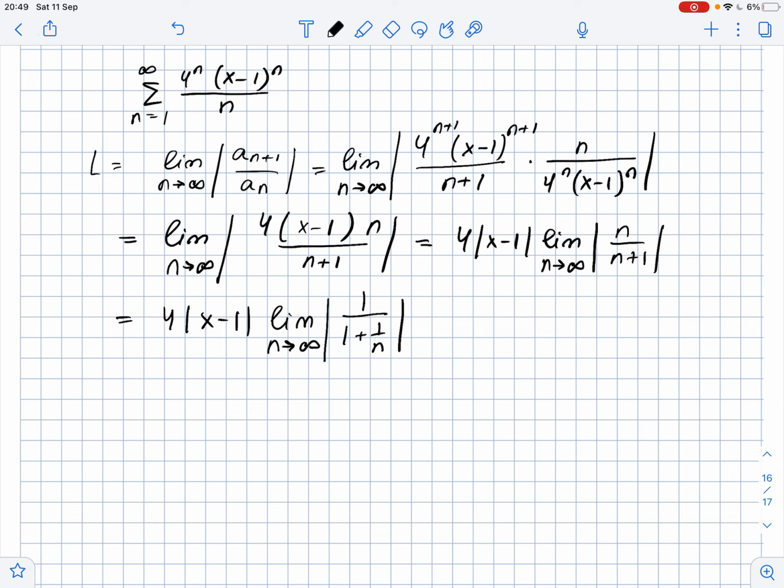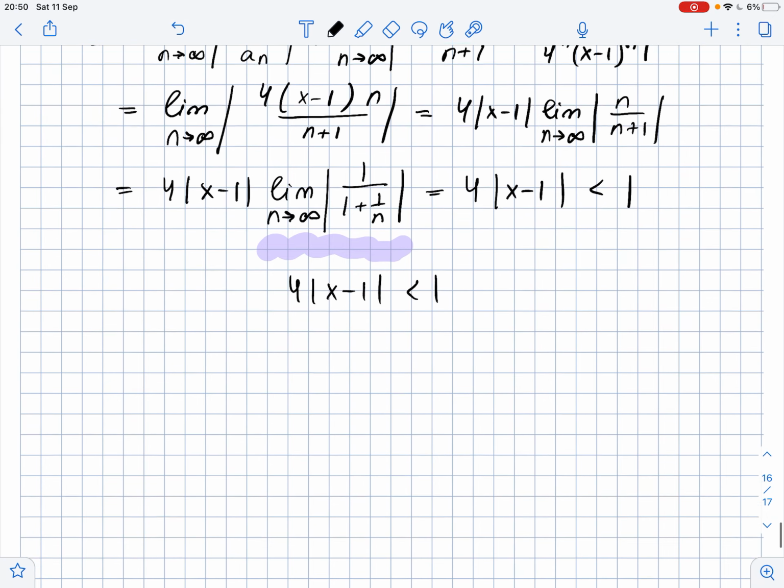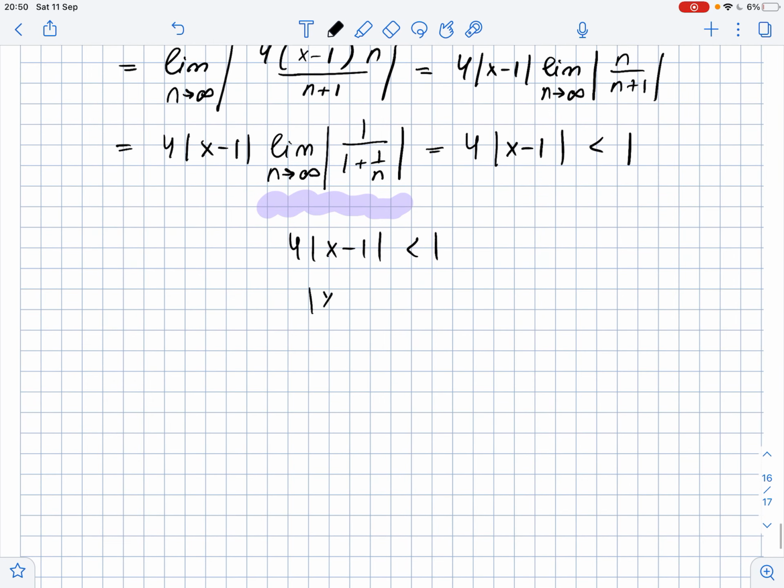where n approaches infinity. Well, now since n approaches infinity, then 1 over n approaches 0. So this limit approaches 1. So we get that this equals 4 times the absolute value of x minus 1. And now we know that for our series to be convergent, this has to be less than 1. Then 4 times the absolute value of x minus 1 is less than 1.